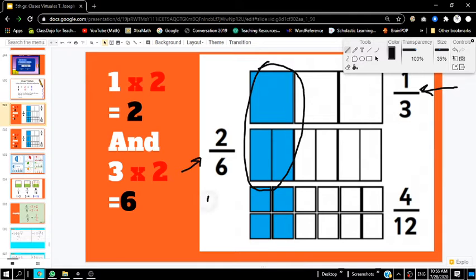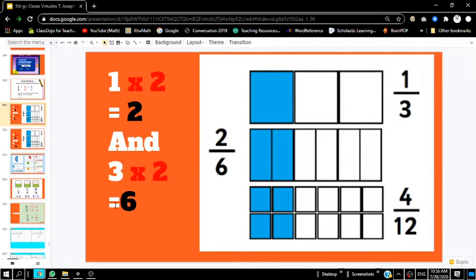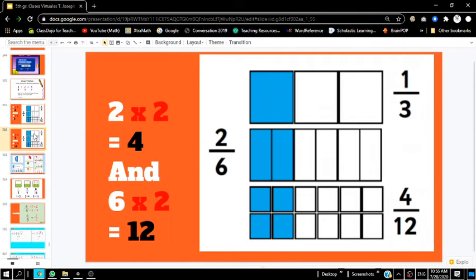But if we wanted to change that, like I said, to 12ths, we would have to multiply both numbers again by the same number. For example, if we have 2/6 and we want to change that to 12ths, we would multiply 2 times 2 and 6 times 2. 2 times 2 is 4, and 6 times 2 is 12. Now we have the same denominator. It's important, boys and girls, that you understand the importance of these equivalent fractions.